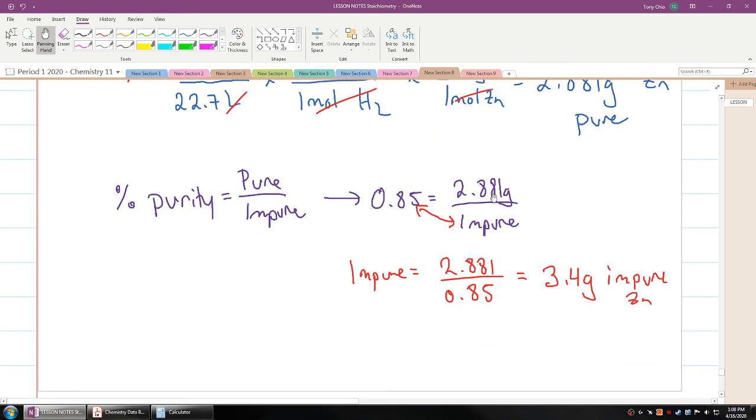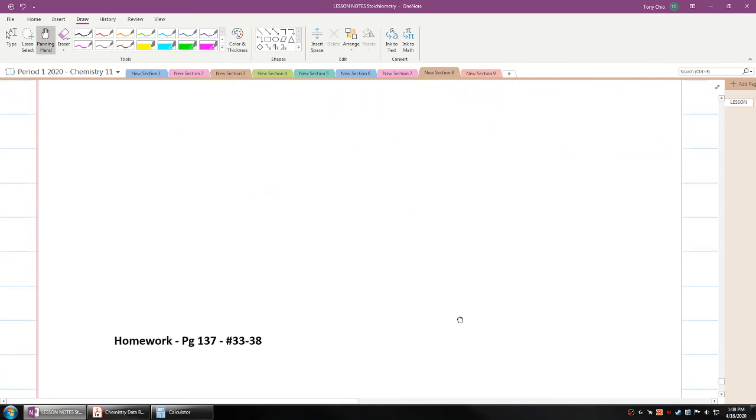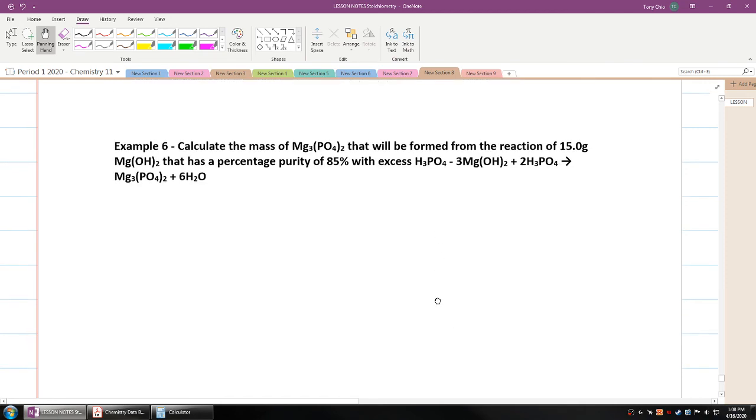Alright, our last question. Our last question here is, calculate the mass of Mg3(PO4)2 that will be formed from the reaction of 15 grams of Mg(OH)2 if it has a purity of 85%. So in this case, we are given Mg(OH)2, so we're given a reactant, and we want to find the product that will be formed. Alright, so this time we're going to solve for our impure.